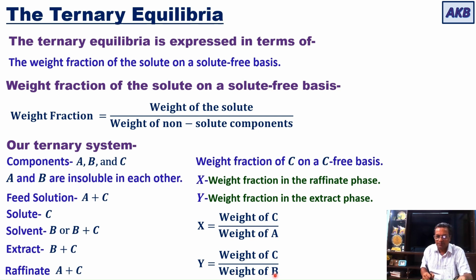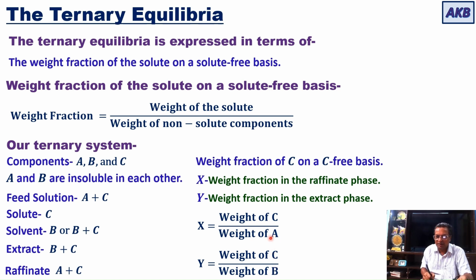Weight of B. And in the case of raffinate, weight fraction of C on C free basis, we are going to denote that by capital X. So it will be weight of C divided by weight of the other component in the raffinate phase. And what is that other component? That is A.